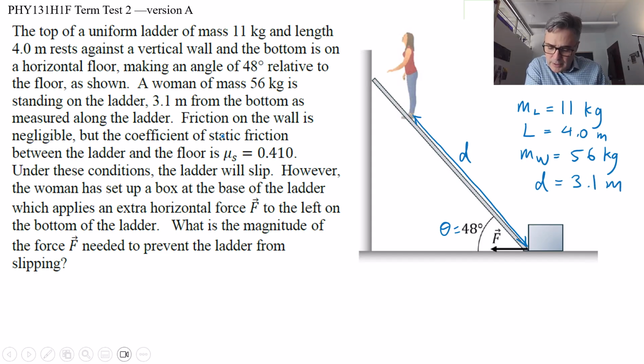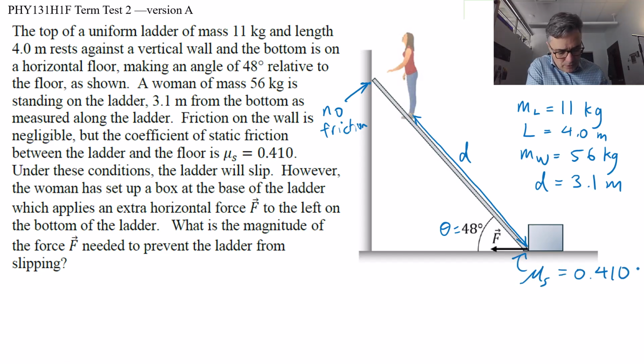Friction on the wall is negligible, so I'll just say no friction. But the coefficient of static friction between the ladder and the floor is mu sub s equals 0.410. Under these conditions, the ladder will slip. However, the woman has set up a box at the base of the ladder which applies an extra horizontal force F to the left on the bottom of the ladder. What is the magnitude of the force F needed to prevent the ladder from slipping?